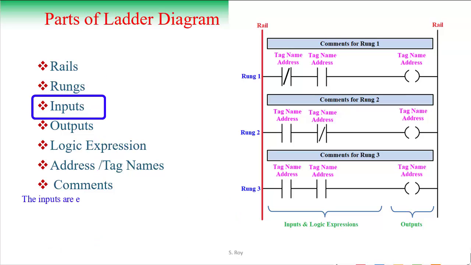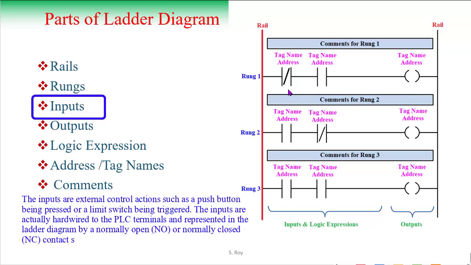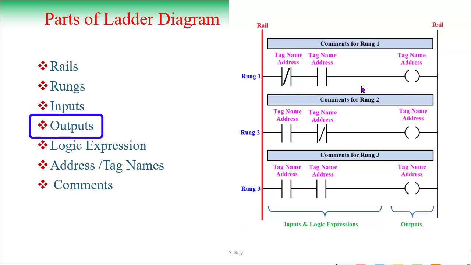Next, inputs. The inputs are external control actions such as a push button being pressed or a limit switch being triggered. The inputs are actually hardwired to the PLC terminals and are represented in the ladder diagram by a normally open contact or normally closed contact.